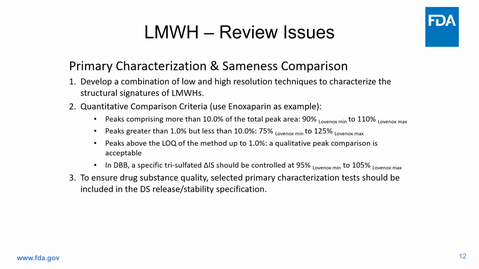In the disaccharide building block study, a specific trisulfate delta IS should be controlled at 95% of Lovenox minimum to 105% of the Lovenox maximum. So this is the current accepted criteria for the quantitation. To ensure the drug substance quality, selected primary characterization tests should be included in the drug substance release and stability specification as well.